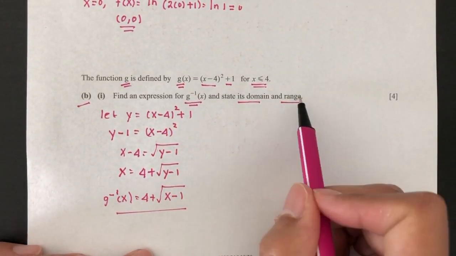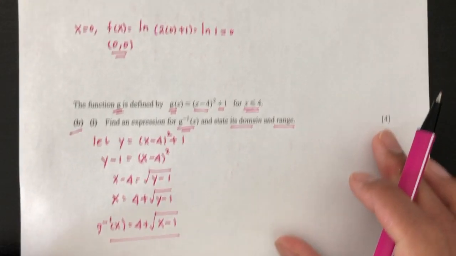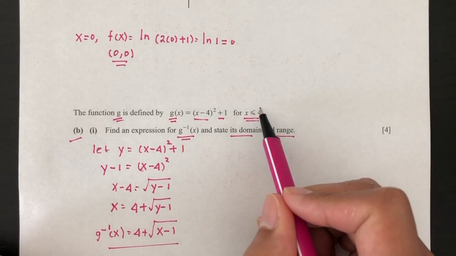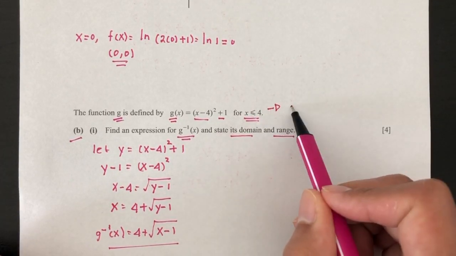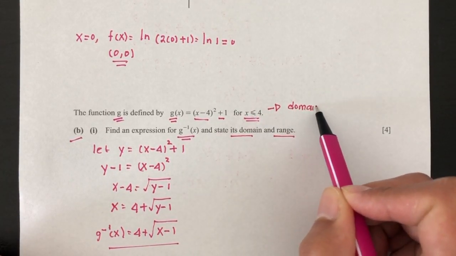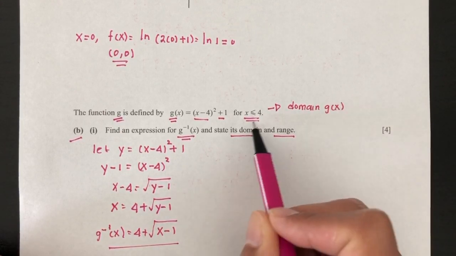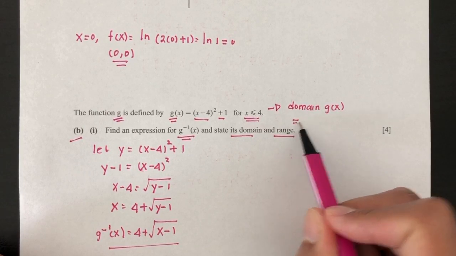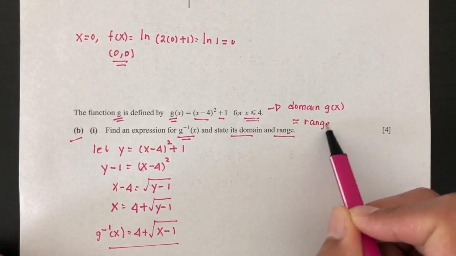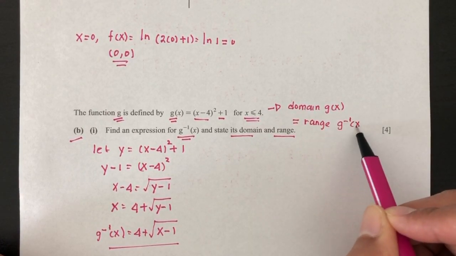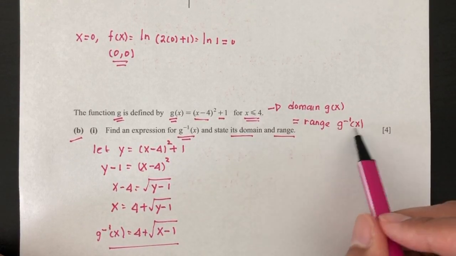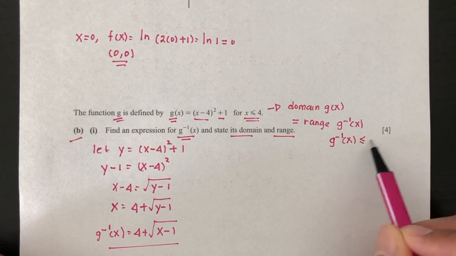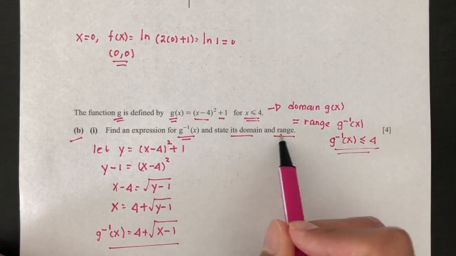Now to find the domain and range of g inverse of x, we can just find the domain and range of g of x. The domain has been given to us. This is the domain of g of x, this thing right here. So you should know that the domain of g of x is equal to the range of g inverse of x. Because of that, the range of g inverse of x will be less than or equal to 4. That will be this one.